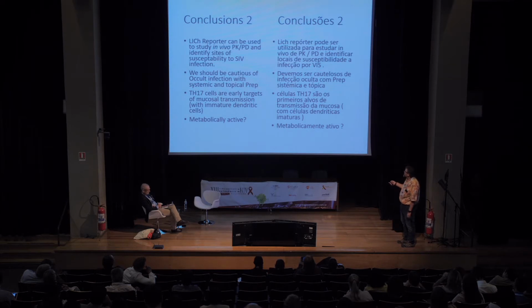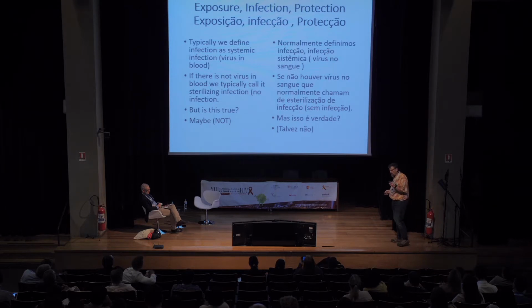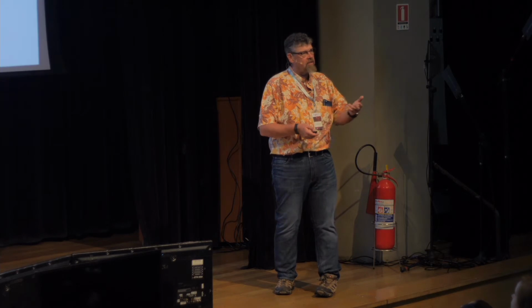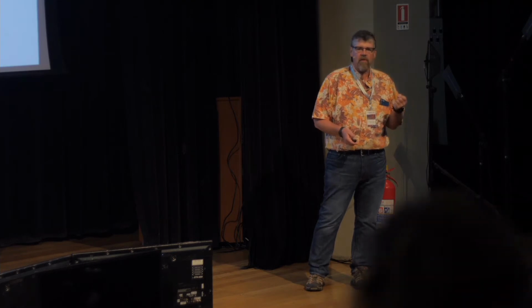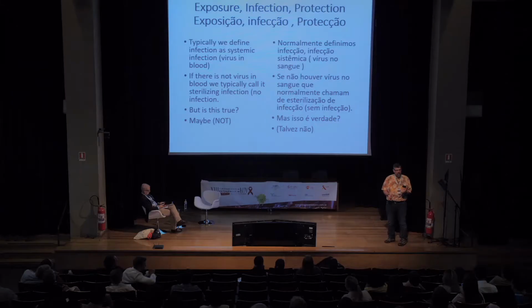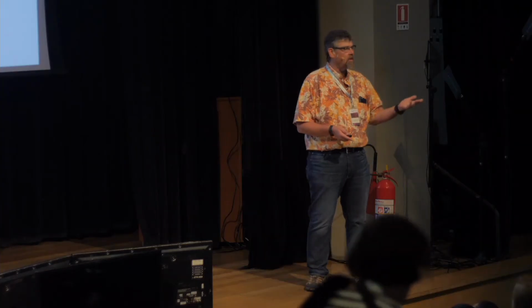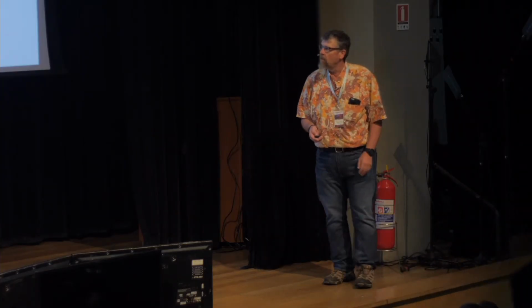So we can use this reporter system to identify susceptible cells. And we find that there's Th17s and other metabolically active cells. So now we have a nice system to study transmission and early events. And so now we want to understand several things. One of the things is host responses, what's happening with the host, but we also really want to understand the mechanisms of prevention: topical PrEP, microbicides, oral PrEP, systemic PrEP, antibodies, vaccines. We can now start to see how they perturb these early events that could lead to prevention.